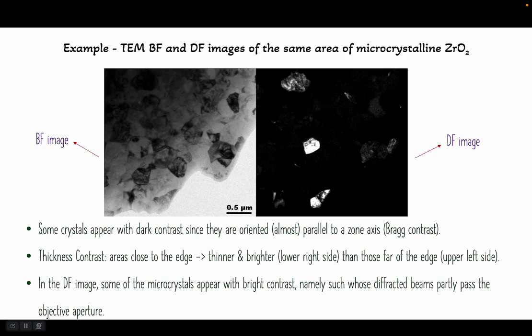Here's an example. The same area of microcrystalline zirconium dioxide is imaged using bright field and dark field mode of TEM. Some crystals appear with dark contrast because they're oriented parallel to the zone axis. The one on the left represents a bright field image and on the right it represents a dark field image. Areas that are close to the edge are thinner and hence they appear brighter than those far from the edge. In the dark field image, some of the microcrystals appear with bright contrast, namely those whose diffracted beams partly pass the objective aperture.